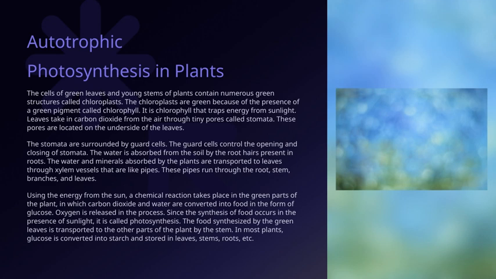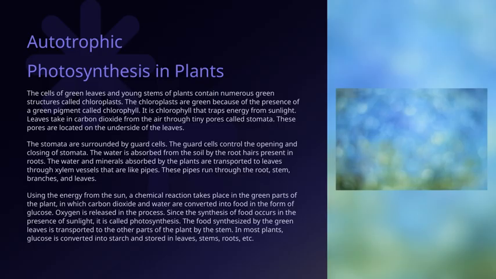Now, leaves also take in carbon dioxide from the air through small pores called stomata. These stomata are usually located on the underside of the leaves. Surrounding each stoma are guard cells, which control whether the stomata are open or closed. This regulation helps the plant balance gas exchange and water loss.